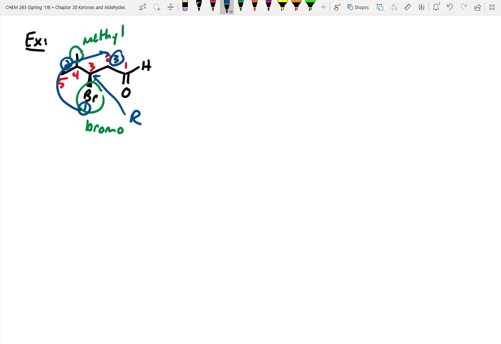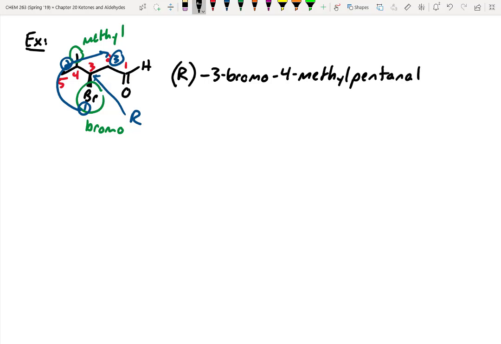So now we can go ahead and start piecing this together. So we always put stereochemistry first in parentheses. And then what would come next, the bromo or the methyl? Bromo. So we could say R3 bromo, 4 methyl. And then what goes next? Pentanal. We don't need to write out one pentanal. It's implied, right? So just leave it as is. All right, so pretty straightforward with aldehydes. Ketones get a bit more complicated.